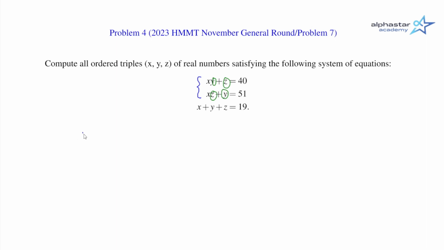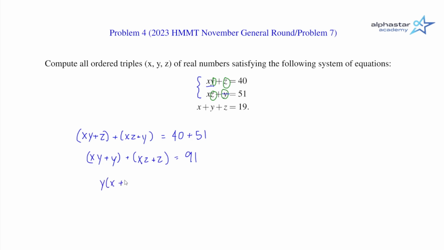So we get xy + z + xz + y = 40 + 51, right? If you rewrite this, grouping the y's together, xy + y and xz + z, we get y(x + 1) + z(x + 1) = 91. And as a full factorization, we can group those together by the distributive law to get (y + z)(x + 1) = 91.